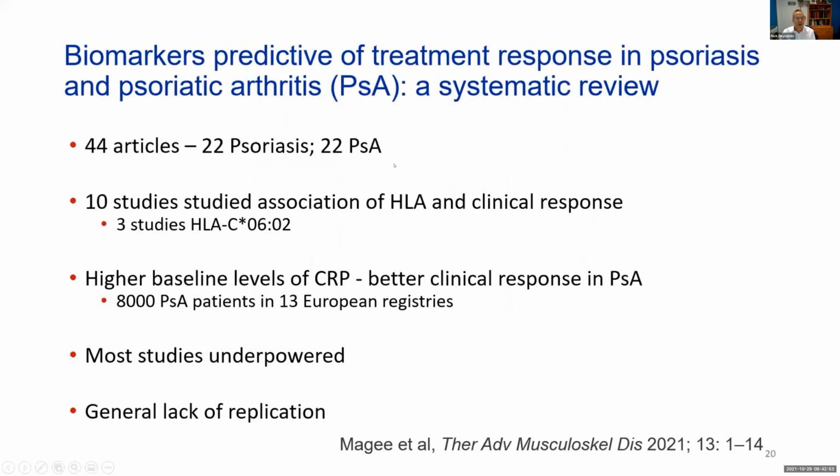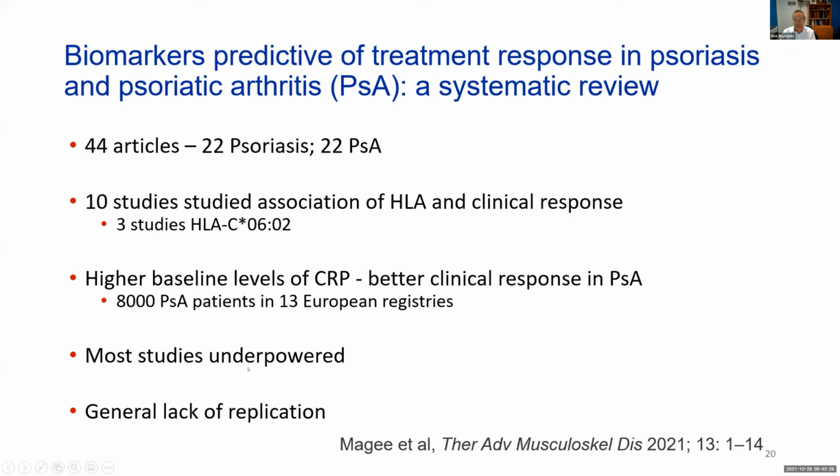If we go on now to biomarkers, a very useful systematic review has just been published, covering 22 articles in psoriasis and 22 with psoriatic arthritis. 10 studies have looked at the association of HLA, and 3 have focused on HLA-Cw6, which we'll come to. Importantly, in psoriatic arthritis, high levels of baseline CRP associate with a better clinical response. And that again is for both systemics and biologics. And note this covers 13 registries and more than 8,000 patients.